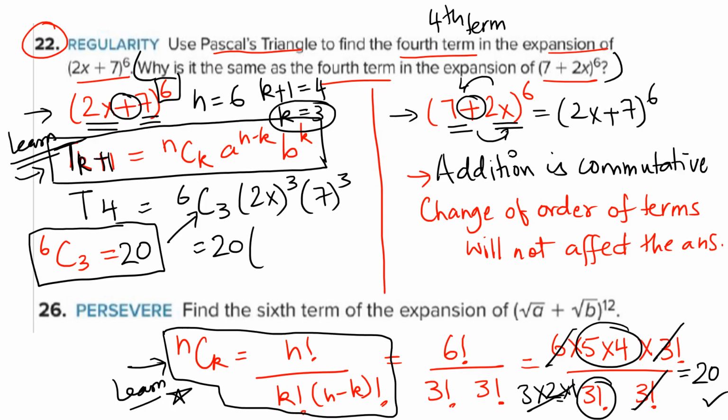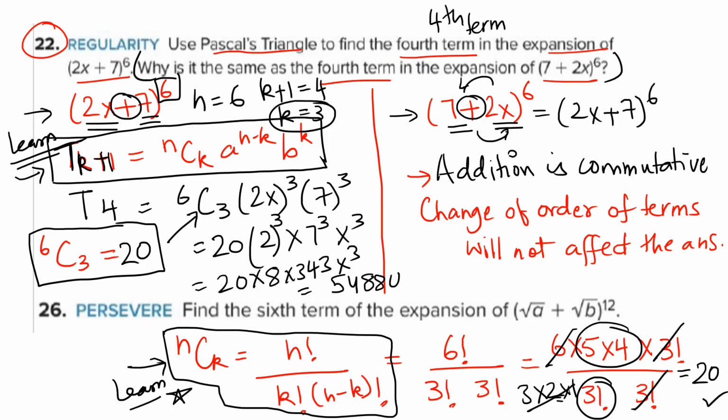Now look here. Look at the powers. 2 times 3, 2 to the power 3. Be very careful with multiplication. The number here is 7 to the power 3 and x to the power 3. So all of this you multiply. 20 multiply, you can directly use a calculator. Multiply by 8, and multiply by 343 x^3. So this whole will come as a big number, 54880 x^3. So that's your answer for the fourth term in the expansion of (2x + 7) to the power 6. I hope it is clear.